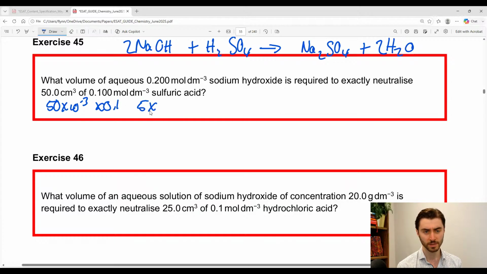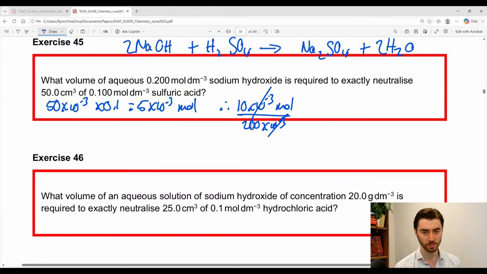So 5 times 10 to the minus 3 moles of sulfuric acid, and therefore 10 times 10 to the minus 3 moles of sodium hydroxide. Volume is moles over concentration. So that's 200 times 10 to the minus 3. Cancels, cancels, cancels, cancels. 0.05 decimeters cubed is 50 centimeters cubed.